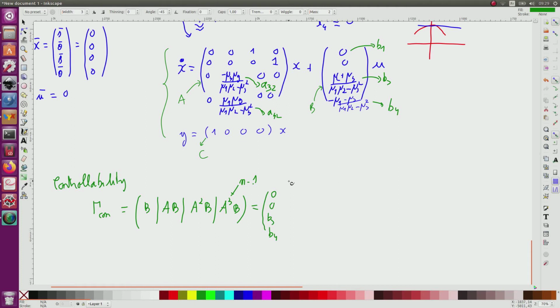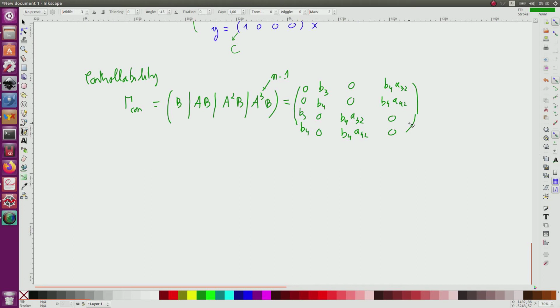So I multiply by this, and due to the 1 which are here and the 0 here, I obtain something which is quite simple. B3, B4, 0, 0. Here 0, 0, B4 A3,2, B4 A4,2, B4 A3,2, B4 A4,2, 0, 0. So this is the controllability matrix, and I have to check that it is full rank. So this matrix has a rank equal to 4.